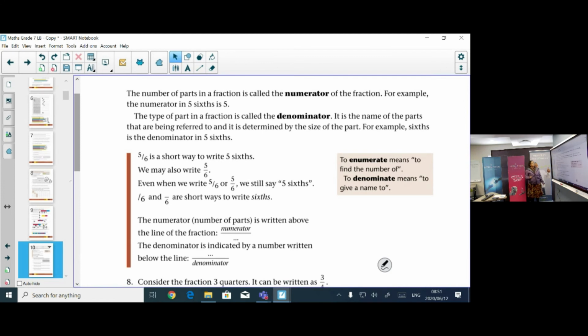The number of parts in a fraction is called the numerator of the fraction. In this example, the numerator will be our 5, because it's 5 out of 6, divided into 6 parts. The type of the part in a fraction is called the denominator. It is the name of the parts that are being referred to, and it is determined by the size of the part. Usually we write the numerator on top, and the denominator at the bottom.